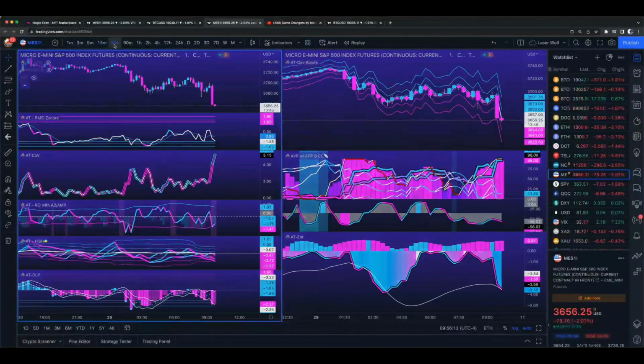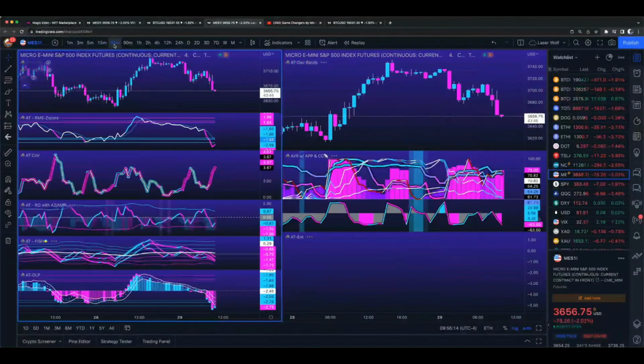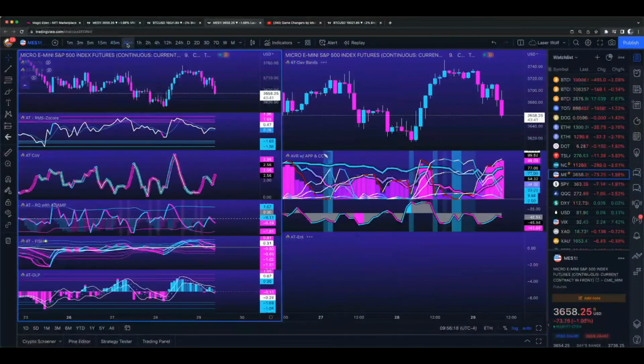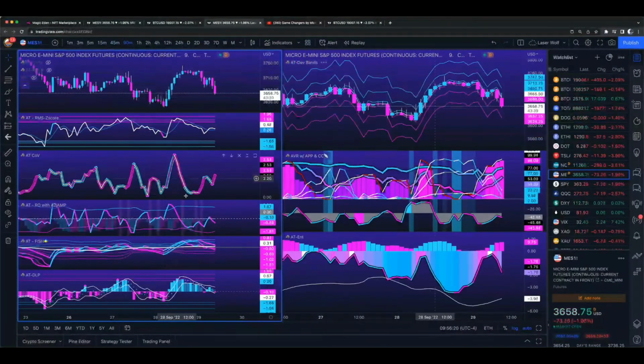Absolutely not. 45, setting up. Nope. Drop too low. 90. Yeah, could be. 90 setting up a little bit. I don't like the Fishers though.